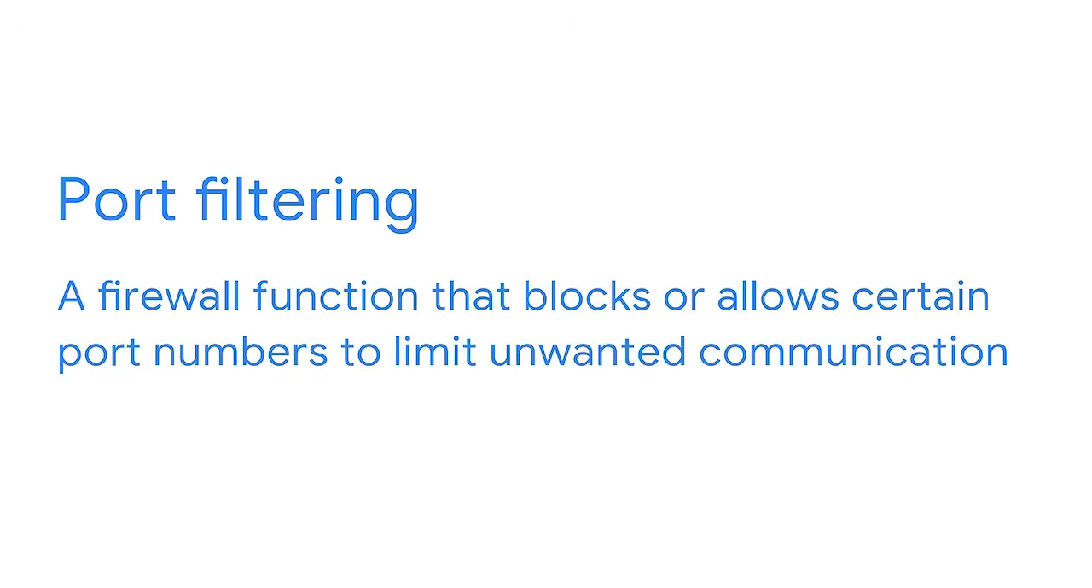Now that we've covered tasks that are performed regularly, let's examine tasks that are performed once. These tasks include port filtering on firewalls, network access privileges, and encryption for communication, among many things. Let's start with port filtering. Port filtering can be performed over the network. Port filtering is a firewall function that blocks or allows certain port numbers to limit unwanted communication.